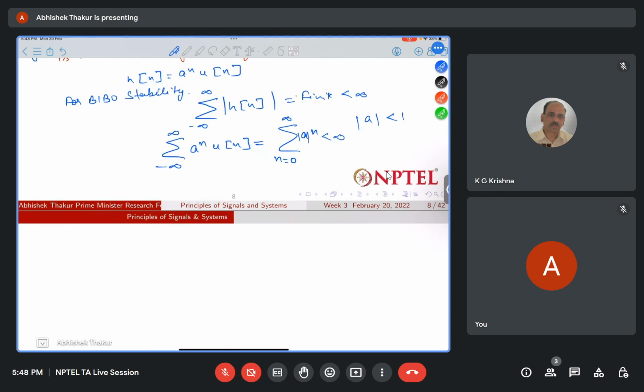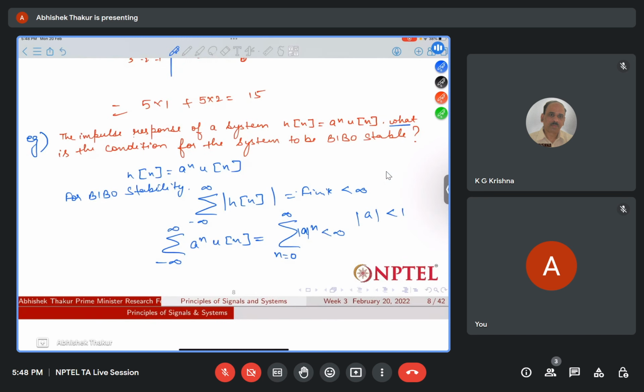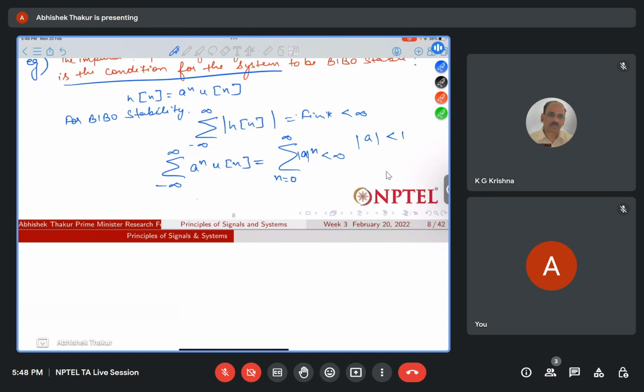So in this question it is asking what is the condition for the stability. The condition is this only. The value of a should be from minus 1 to 1. That means mod a is less than 1. It will be something like 0.9 or minus 0.9. For everything, this summation will converge to a constant value.